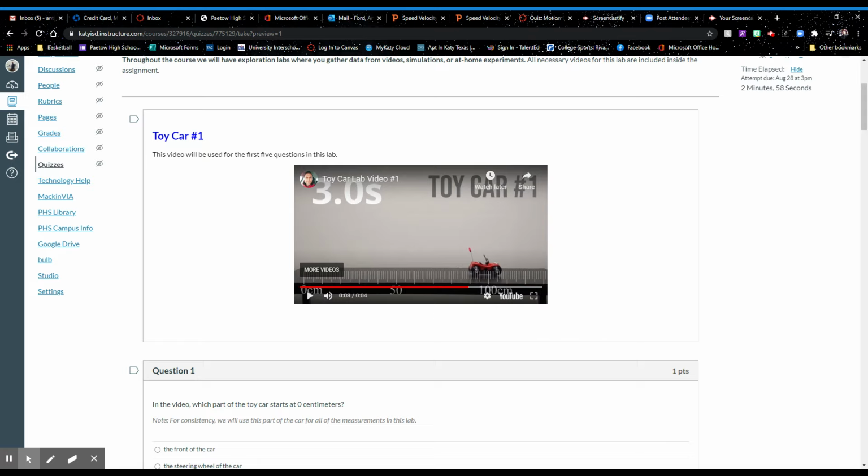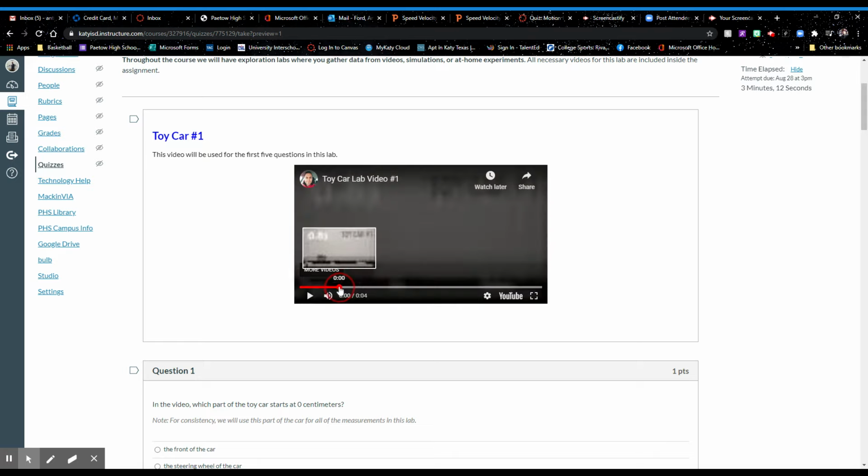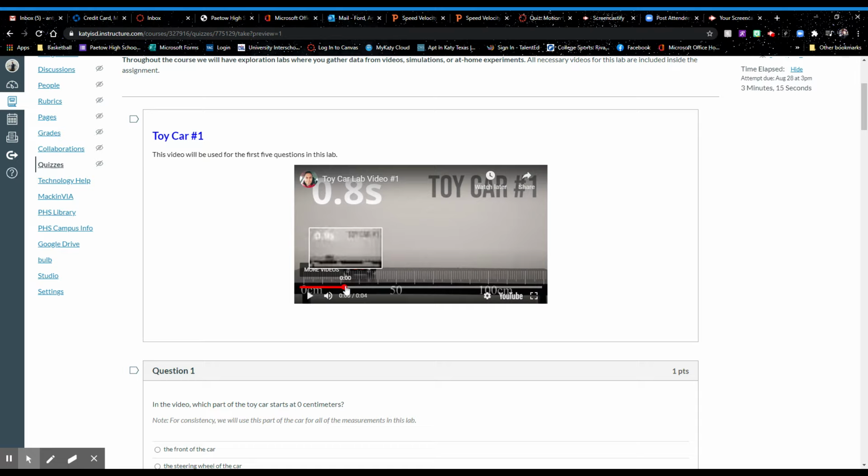Now I can calculate my speed at each one of those intervals by dividing the distance traveled by the time it took for me to get there. So if it went from, let's go back to 1 second. If it went from 0 to 30 centimeters in 1 second, that means it traveled 30 centimeters in 1 second. So I would divide 30 centimeters by 1 second, and that gives me 30 centimeters per second. That is the speed for the car in 1 second.